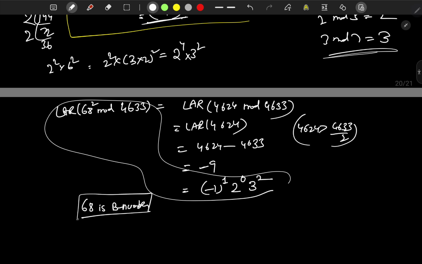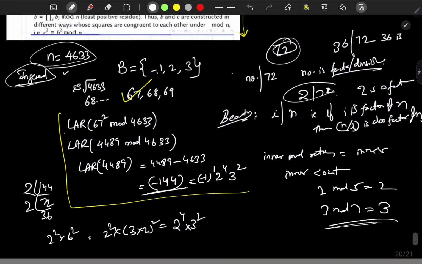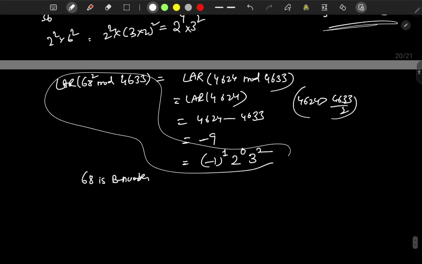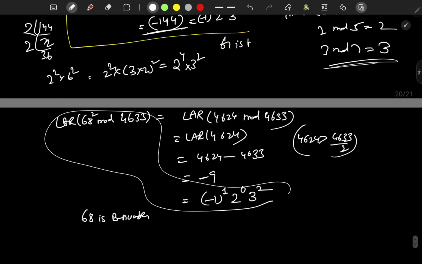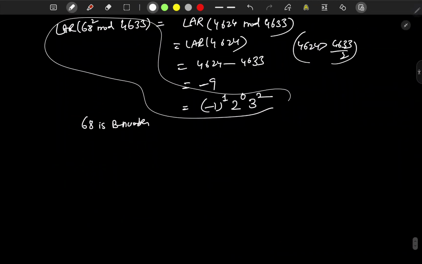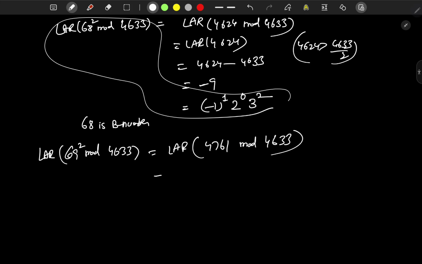B number, you got my point. B means factor base. So 67 is also a B number. Happy. So let's take 69. LAR of 69 square mod 4633. So LAR of 4761 mod 4633. If you divide and take the remainder, how much? 4761 minus 4633.